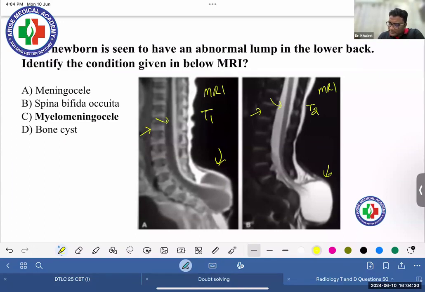And in that, I can see a cystic lesion. The cyst is dark on T1, white on T2, and it is also showing the neural elements entering into it. So it's not just a cystic area, but nerve fibers are also entering into it. So it's not just meningocele. This is myelomeningocele. Remember, myelomeningocele is seen with Chiari-2 malformation, right? So this is myelomeningocele.